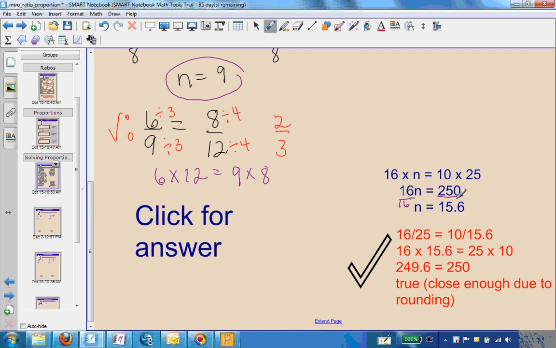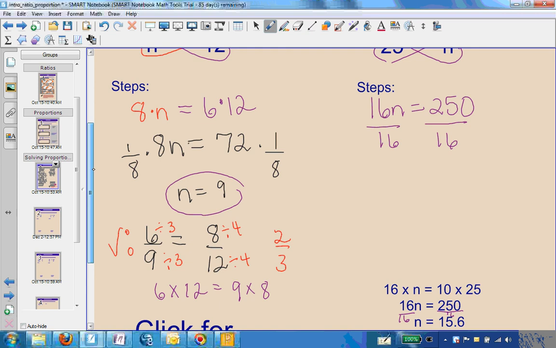This is where we were with our steps. So n equals 15.6. So for our check step, we can put 15.6 back in the place of n, which was in the denominator of our second fraction right here. And we can cross multiply. So 16 times our answer, 15.6, should equal 250, 25 times 10. And when we put that in our calculator, we do get 250 on both sides.